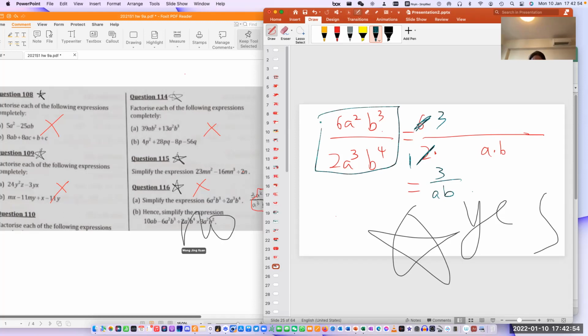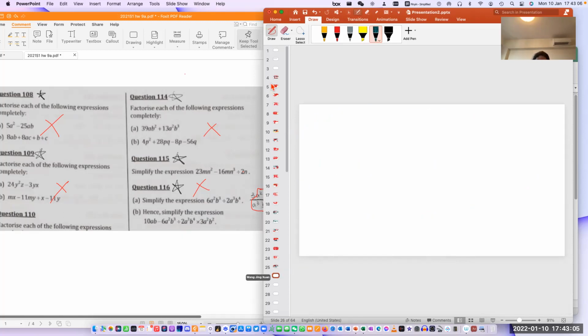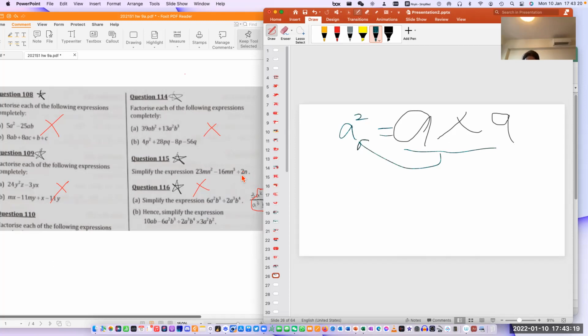Now, still no. I mean, after going through this example, you still don't know how to simplify? Okay, then let's do one more. What's the meaning of a squared? How do you expand a squared? Expand means open it up. Yes, okay. So this is your expansion of this. So if you look at this, you can see 6a²b³. So if I ask you to expand this, what's the answer? Yeah, you can write on the line. Yeah, thanks.